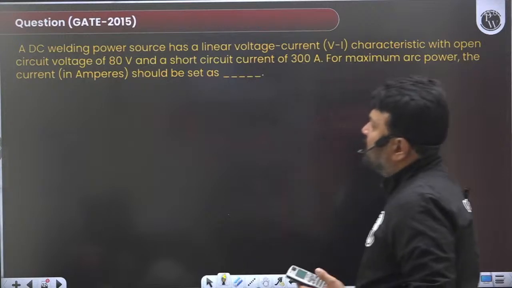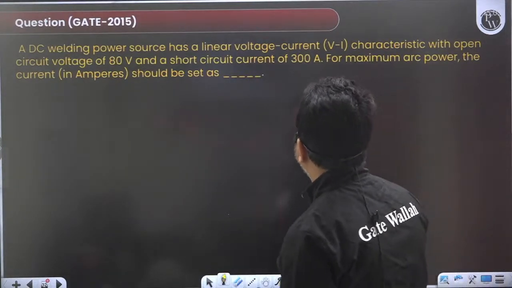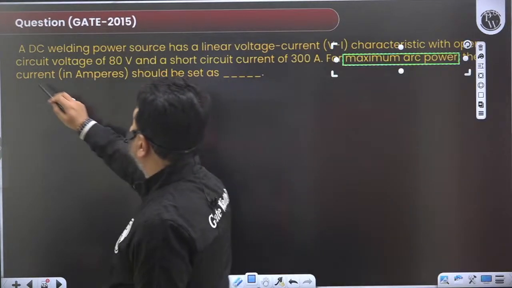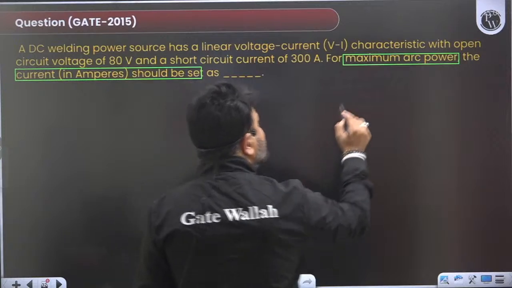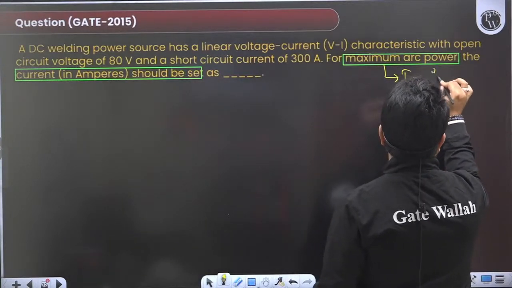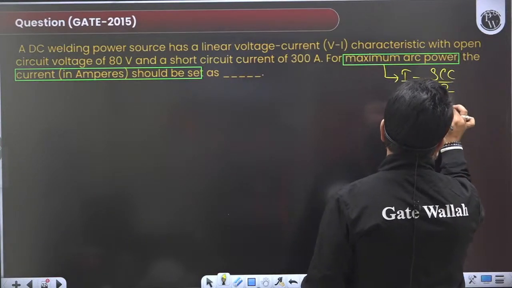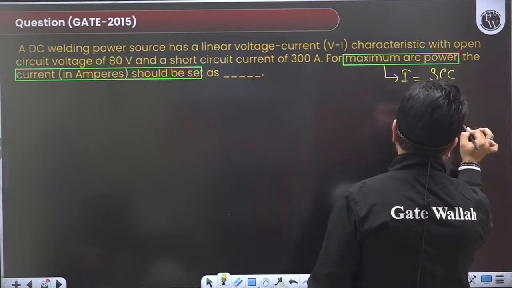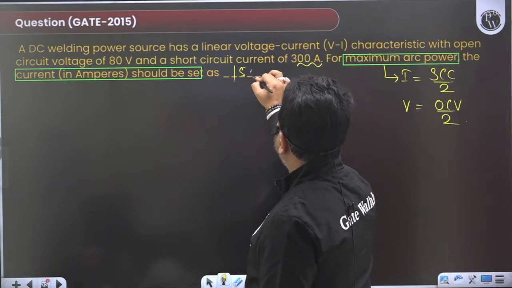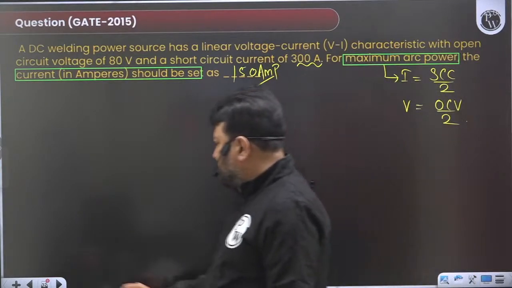Now, a DC welding power source has a linear characteristic with an open circuit voltage and short circuit current given. For maximum arc power, the current should be, my dear, for maximum arc power we know that arc current is half of short circuit current and arc voltage is half of open circuit voltage. So current is 300 ampere, so here 150 ampere is the answer. Okay, very good.